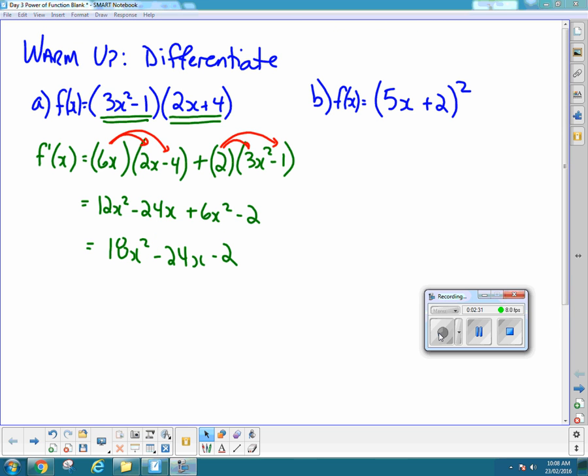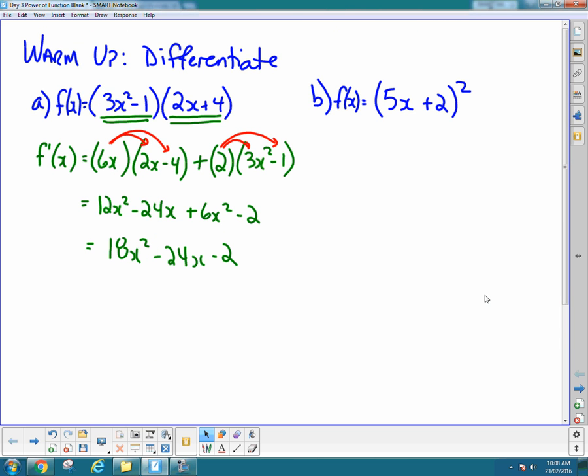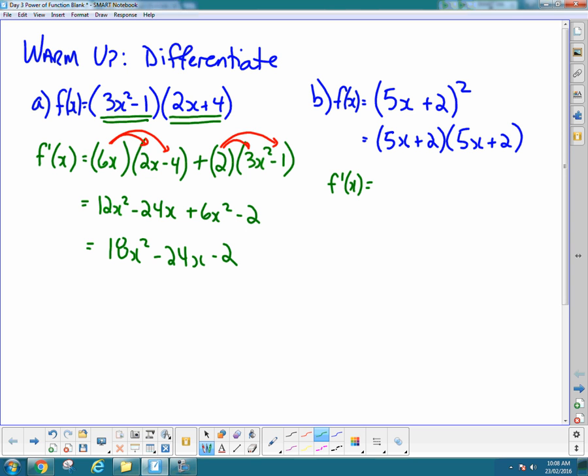So back to the warm-up. Let's check the second answer. We see that this one is 5x plus 2 squared. I don't really know how to deal with that, so I'm going to change it to something I do know how to deal with. Since it's squared, it gets multiplied by itself, and we can rewrite it like that. Let's differentiate using the product rule again. The derivative of the first is just a 5 times the second, as is, plus the derivative of the second, also 5, because it's the same thing, times the first, 5x plus 2.